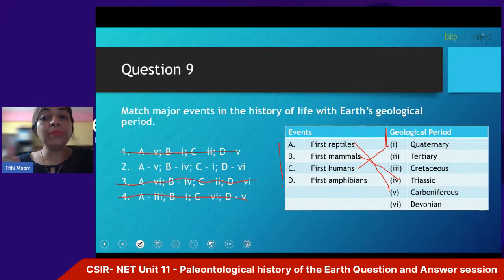Amphibians, now if you remember, the Carboniferous period is known as the age of amphibians. So definitely amphibians cannot come in this period only. So it has come somewhere before. So it has come during the Devonian period. So D will be 6, A will be 5. Okay, so A5, B4, C3, D6. Understood, everybody?